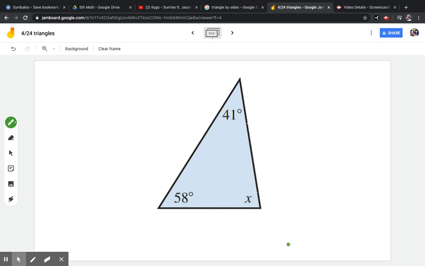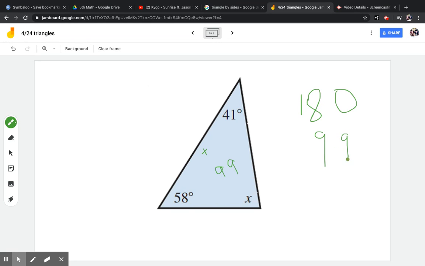Then we'll do one more practice. So 41 plus 58. Add those two together. I'm going to get 8 plus 1 is 9. 4 plus 5 is also 9. So I have 180 minus 99.